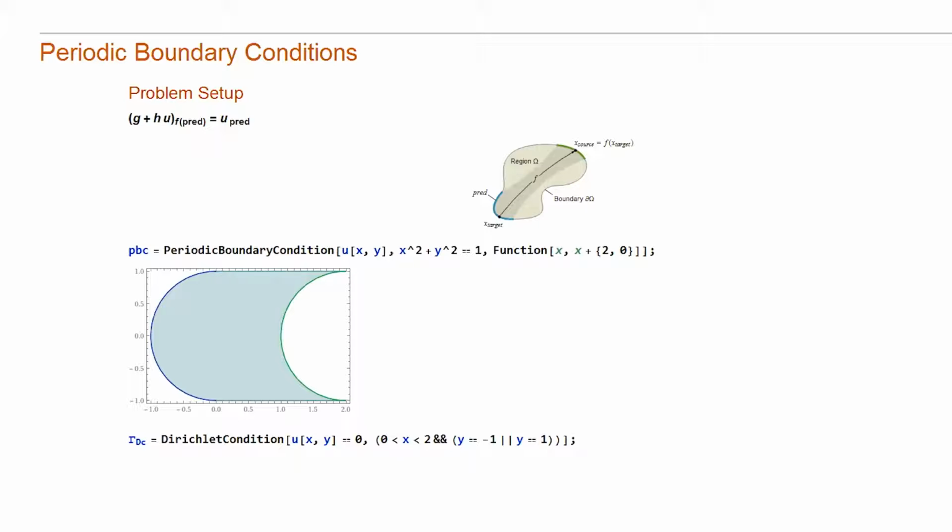So what we have here is a target at the blue boundary, and the green boundary is where we'd like to evaluate the dependent variable u. For this, the dependent variable is specified simply as u. The target is specified at x squared plus y squared equals 1, and the function x plus 2, 0 maps all points from the blue target to the green source, where the final dependent variable is actually evaluated. As a second boundary condition, we have a Dirichlet condition that specifies that the dependent variable is 0 for the top and the bottom of the region.